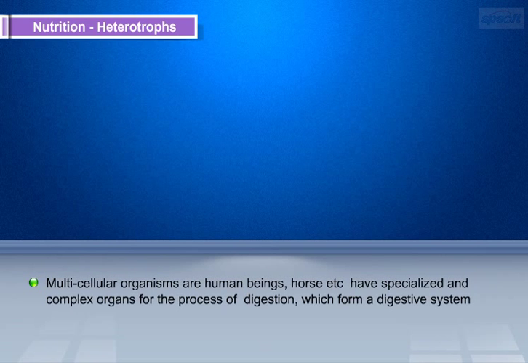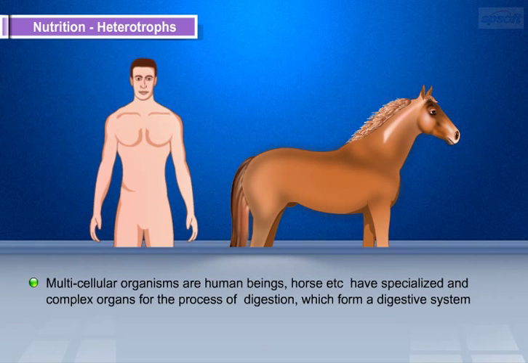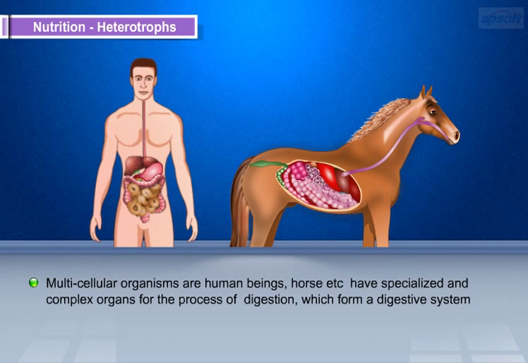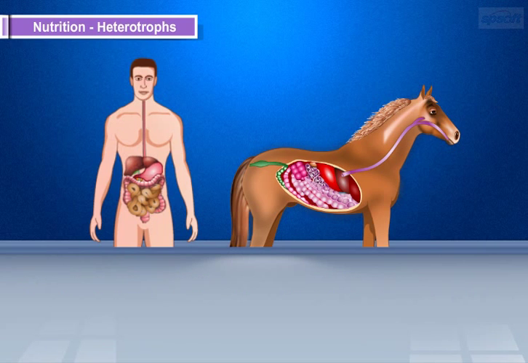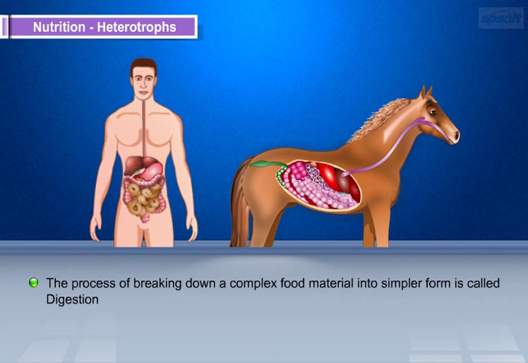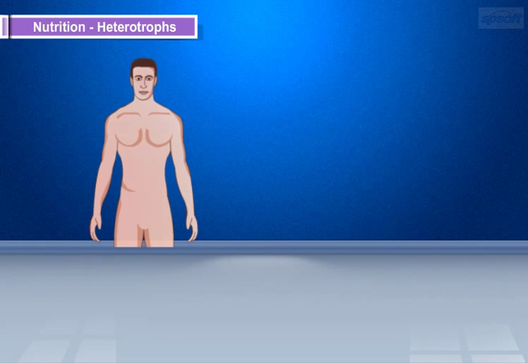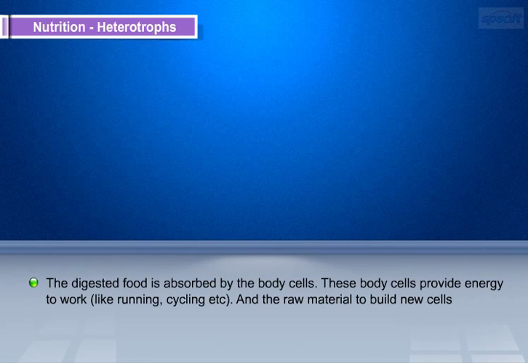Since we have seen the digestive system in unicellular organisms, now let us discuss the digestive system in multicellular organisms. Multicellular organisms, such as human beings, horses etc., have specialized and complex organs for the process of digestion, which form a digestive system. In the digestive system, food is taken in, broken down into a simpler form and absorbed. The waste material is thrown out. The process of breaking down a complex food material into simpler form is called digestion.